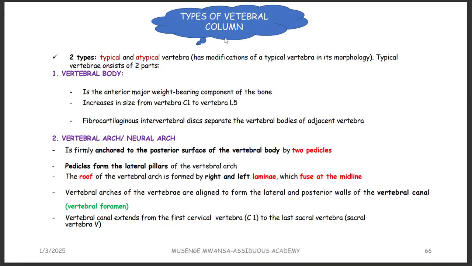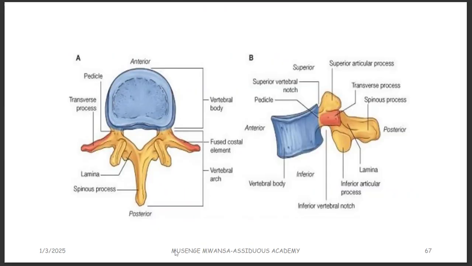When you look at the vertebral column, the typical vertebrae is going to have two main parts, the vertebral body and the vertebral arch, which is also known as the neural arch. This vertebral arch is going to have two pedicles, and then it's also going to have the lamina, which will be able to fuse. And then you're also going to have the vertebral canal or vertebral foramen. Okay. The vertebral foramen is going to run all the way from C1 to the very last bone.